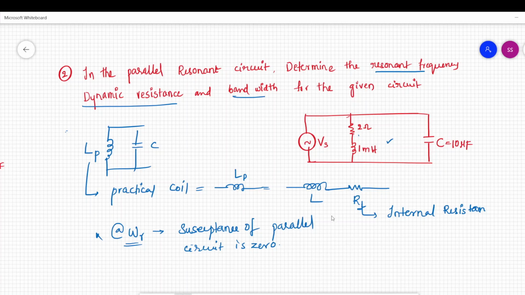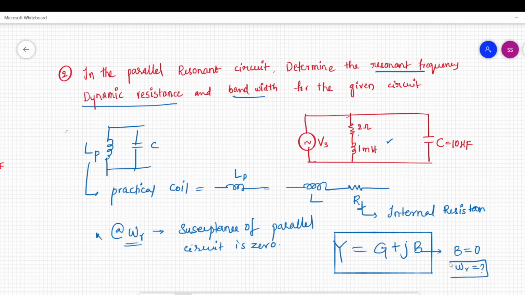Okay, so let us try to find the susceptance. Because it is a parallel network, let us find the admittance. Admittance will have two terms: the first is conductance and the second is susceptance. So we are going to equate the susceptance value, which is the imaginary part, to 0. We are going to equate this B to 0 so that we get the expression for our resonant frequency.